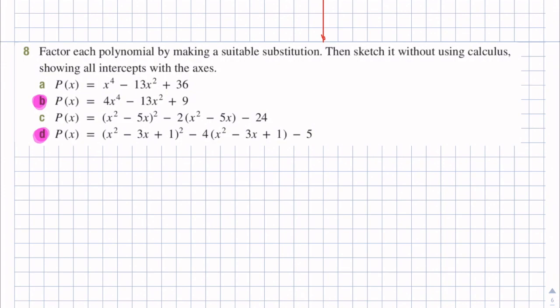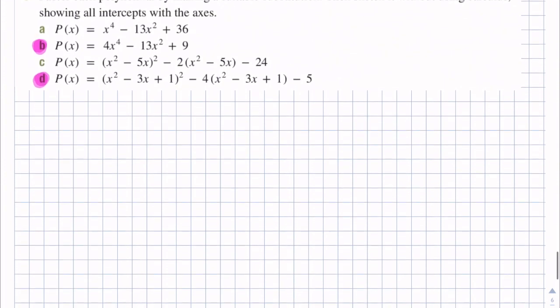And I'm going to talk through question 8. I'm going to talk through B and D because I've asked you to do A and C. Now, this is really weird. We've never factorized something with quartics before, with x to the 4 before. But we know how to factorize stuff with quadratics, with x squareds.